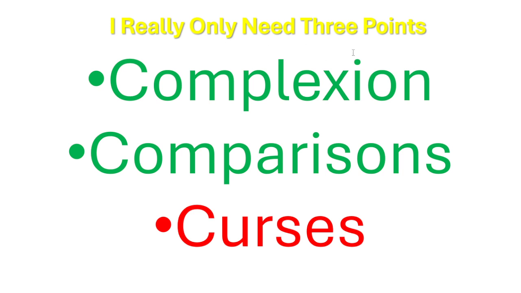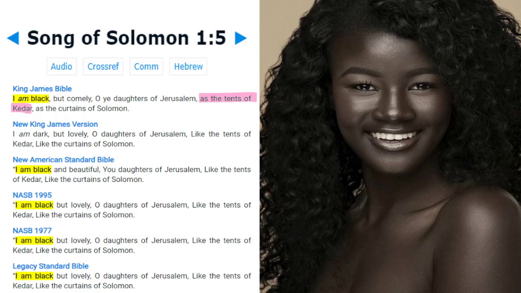Now we're going to focus on the other point of the complexion angle. Right? The complexion angle. So let's go to that. Bear with me 1 second. The skin color. Right? So there are scriptures that speak of the skin color of the Israelites as well. Songs of Solomon chapter 1 verse 5. Right? I am black, but comely, O ye daughters of Jerusalem, as the tents of Kedar, as the curtains of Solomon.